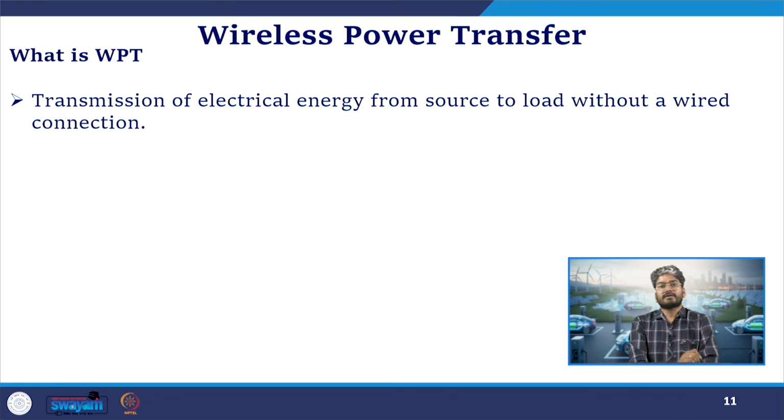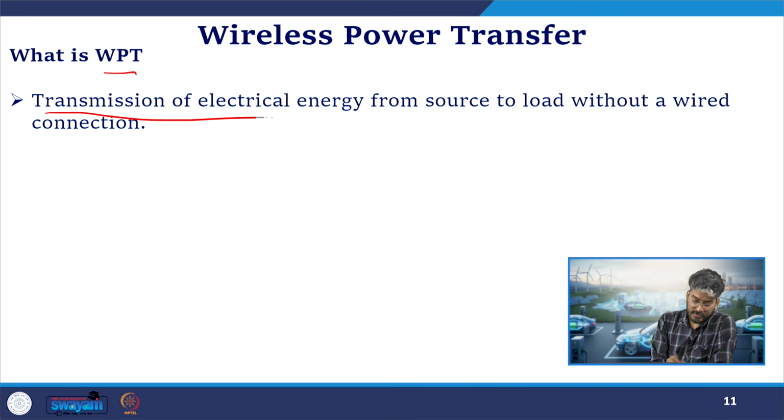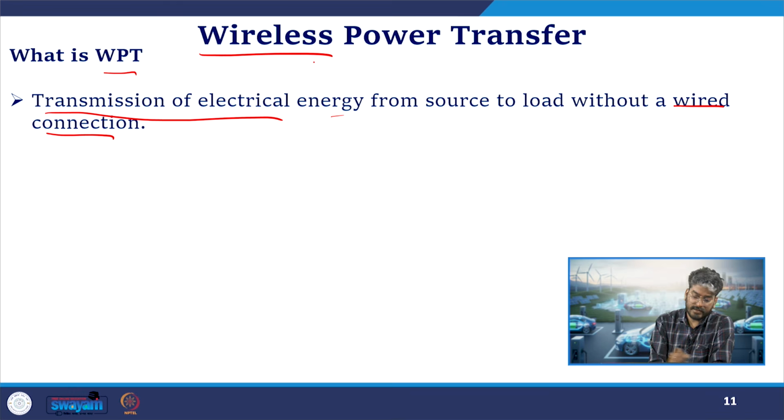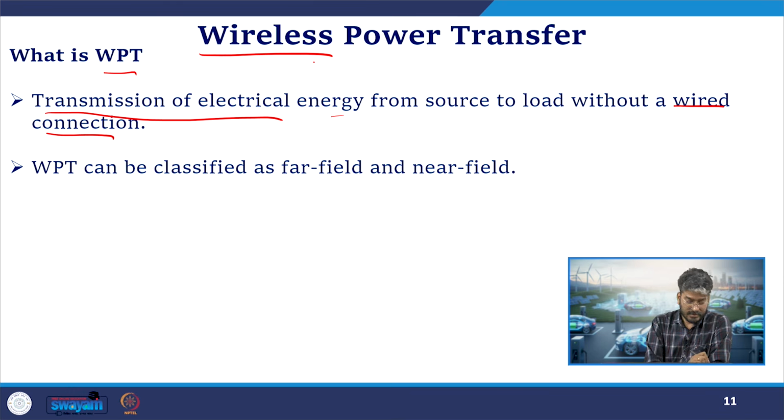Now, the next topic is wireless power transfer. So what is wireless power transmission? In this transmission, there will be no wired connection between the source and the load. That is the meaning of wireless. We will not have any connecting wires between the source and the load. Wireless power transfer is of two types: far field transfer and near field transfer.